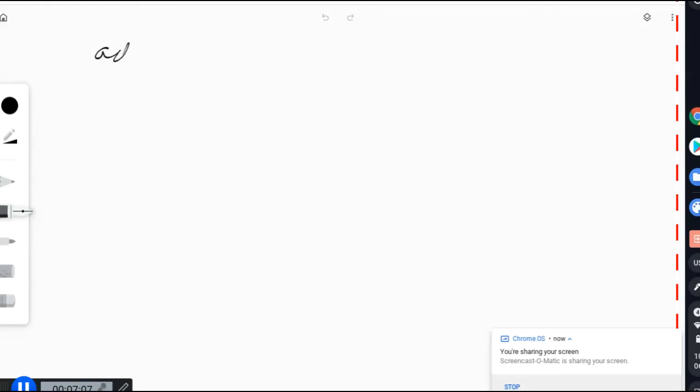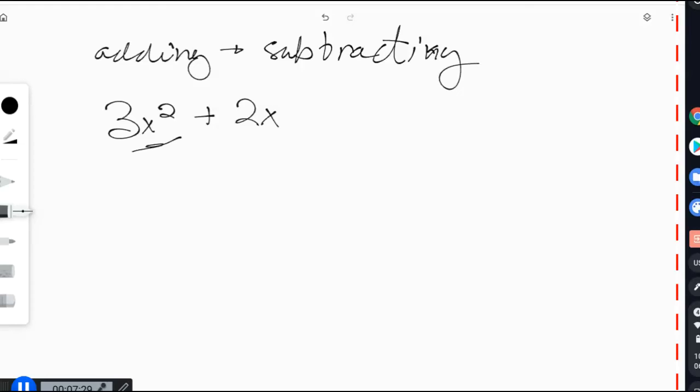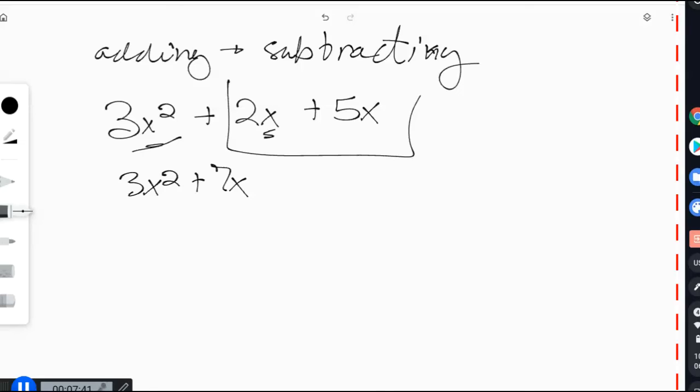And then we have adding and subtracting. It again works a lot like variables. Like if we have something like 3x squared plus 2x, we can't add those because they're not exactly the same variable right here. If I add another one like 5x, these two can come together. So we get 3x squared plus 7x. But that's as far as it goes.